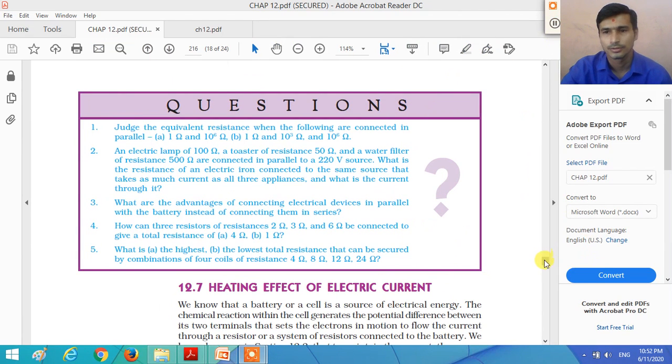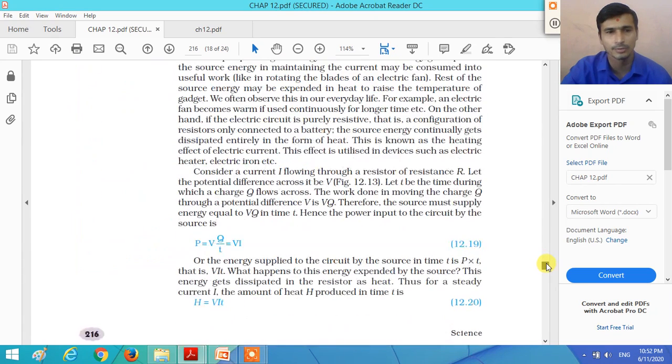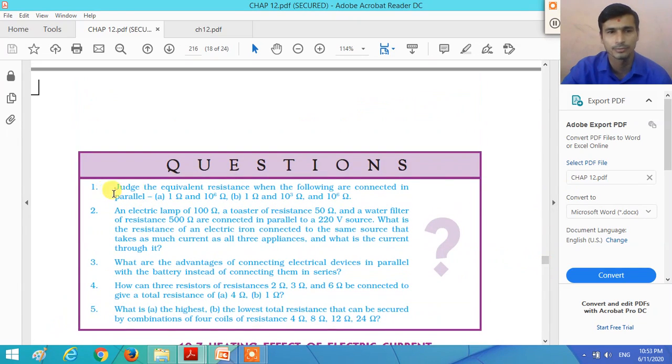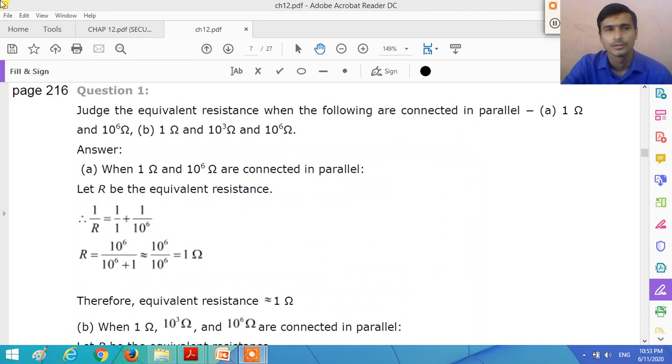The questions are given in the textbook, page number 216. There are 5 questions on page number 216. We will discuss the answers of these 5 questions. So, question 1 on page number 216.